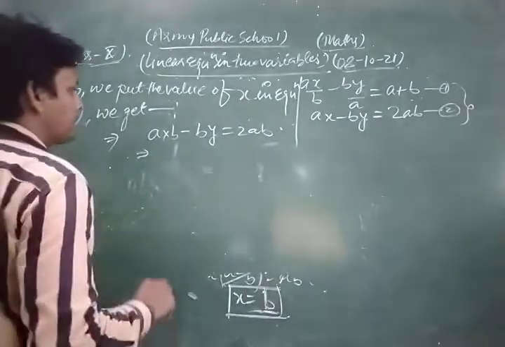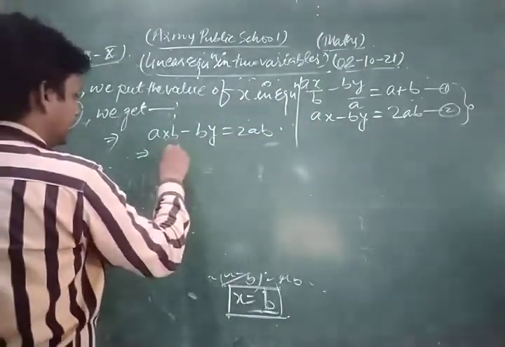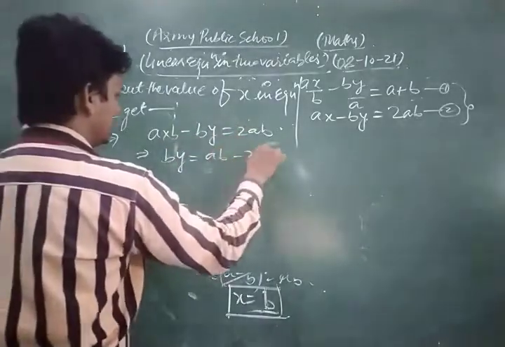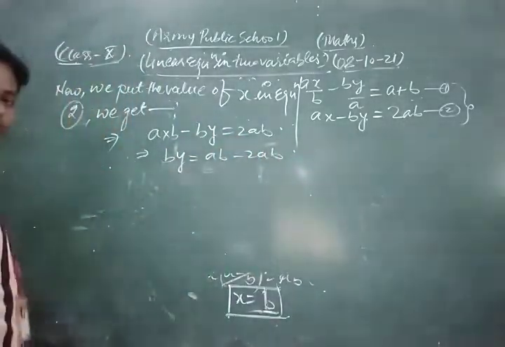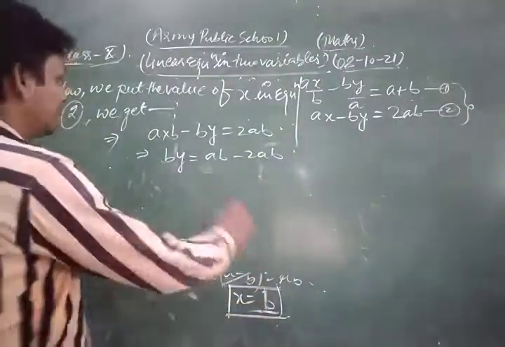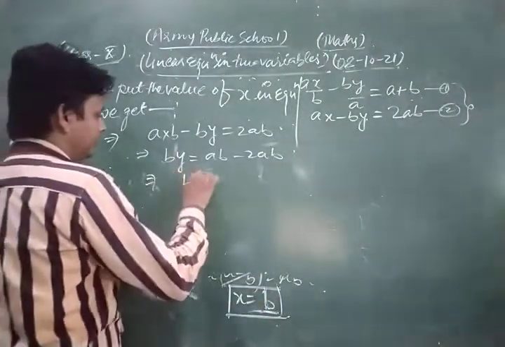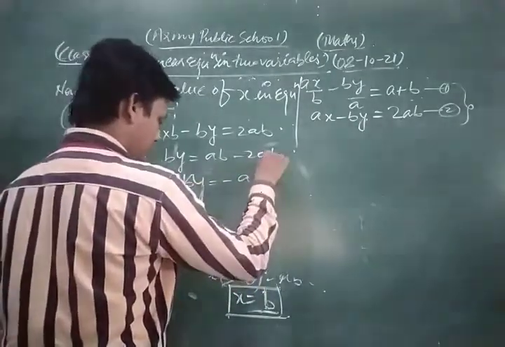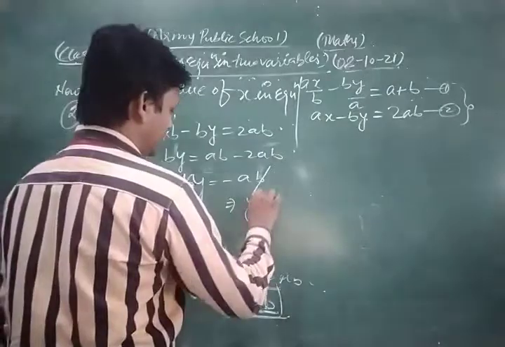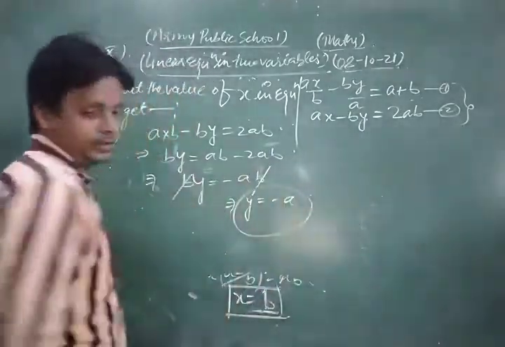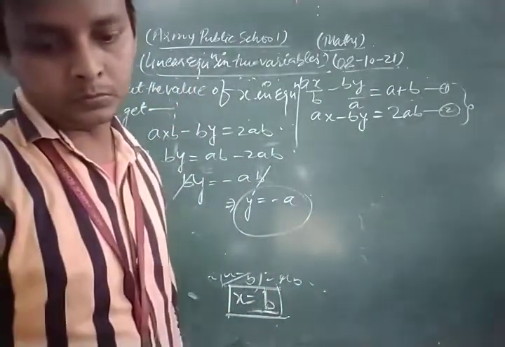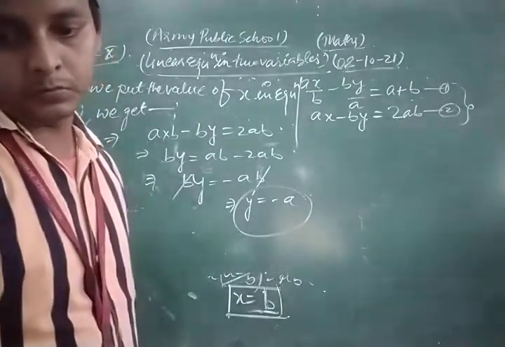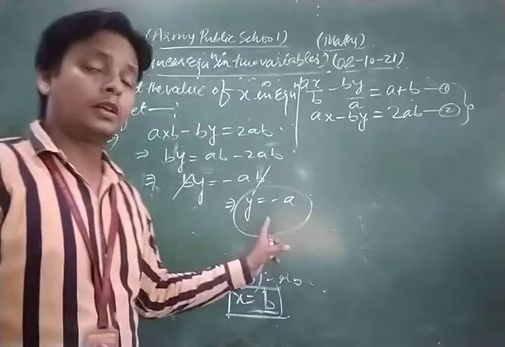So from there minus by transfer that side to plus by, and this is ab, this is minus 2ab is transfer that side, so we get what? Minus ab. This is minus ab. Now b cancel to each other, so y is equal to minus a.